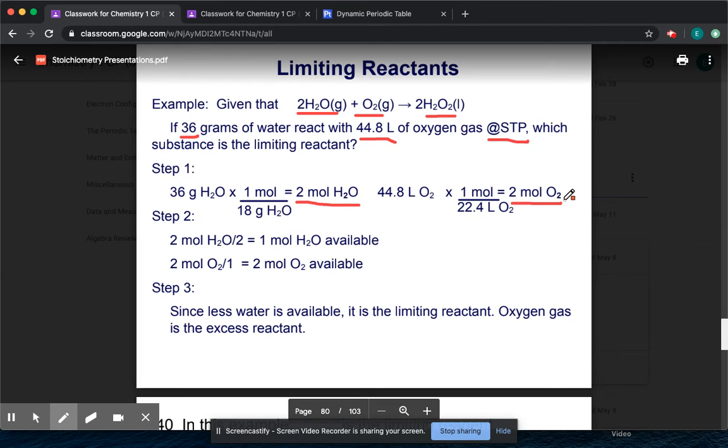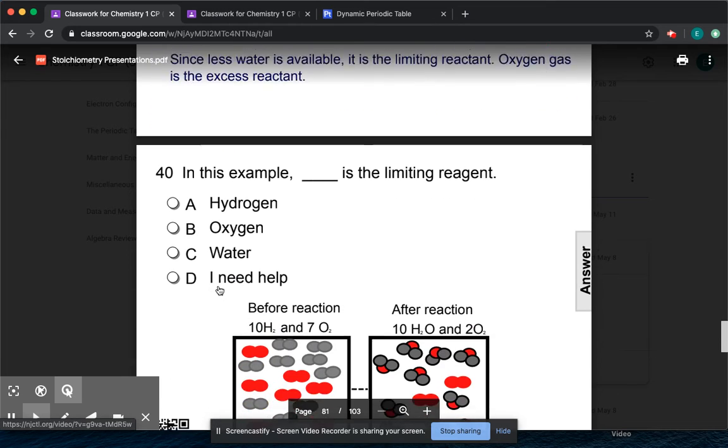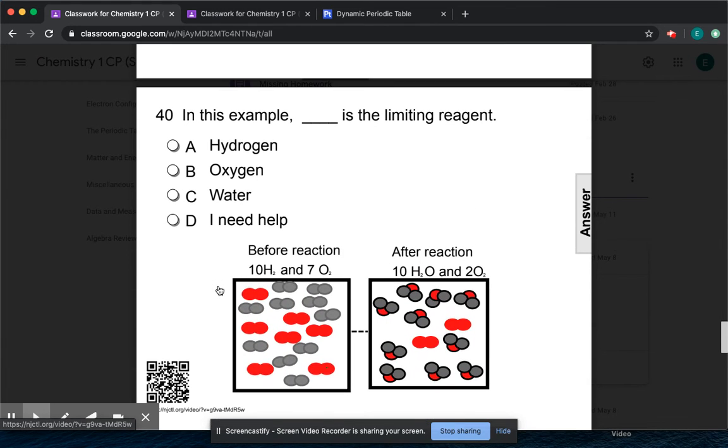Now that we know how many moles of each we have, step 2 is to divide everything by the coefficient. With water, it's 2. With oxygen, it's 1. 2 divided by 2 is 1. 2 divided by 1 is 2. Which one is smaller? That would be the 1. So water, in this case, is the limiting reactant. Hope you guys are getting the idea. Okay? So let's do the rest.